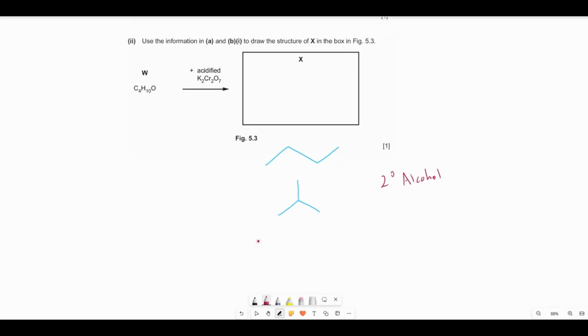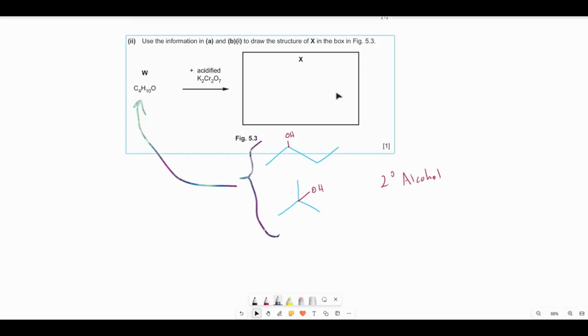Meaning we are either going to get this right here with an OH on the second carbon, or we're going to get this with an OH on our central carbon. So these are our 2 choices right now. How do we narrow it down? How do we choose one? Actually, I should make this a little more clear. These are our 2 choices for W. So how do I narrow it down? How do I figure out which one of these is going to give me X?